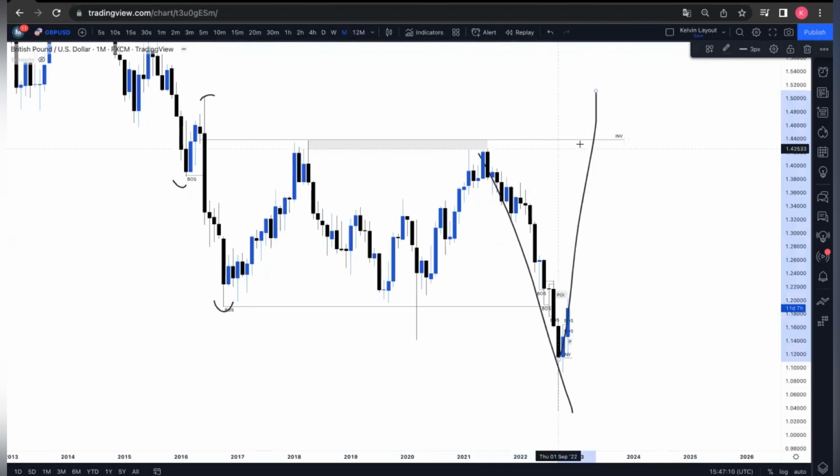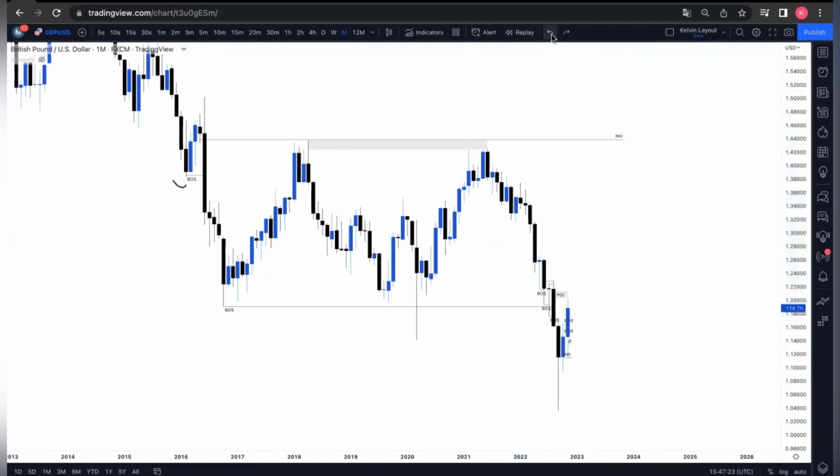That's what we have to see pretty much just to change our bias from a long-term perspective, right? From bearish to bullish. So far right here from the monthly time frame, we can clearly see that the structure is bearish, right? So let's drop down to the daily time frame, right?